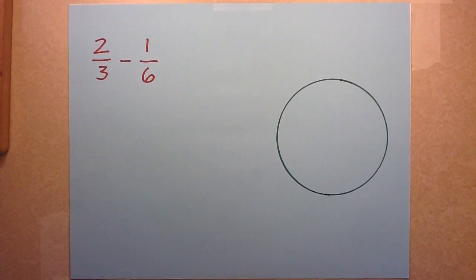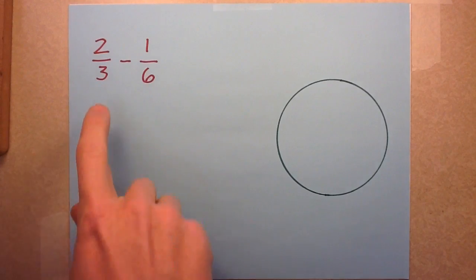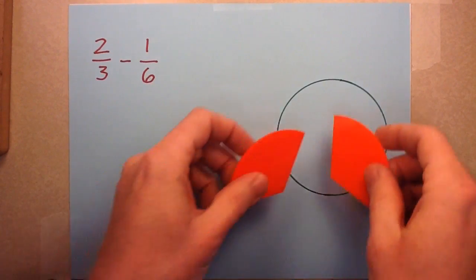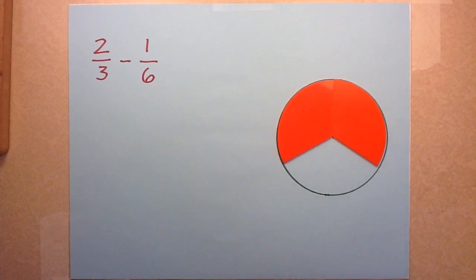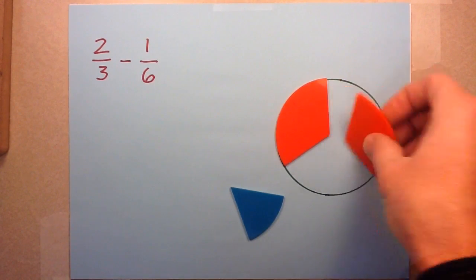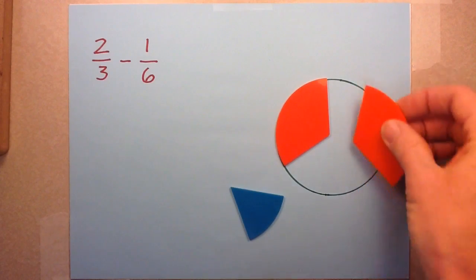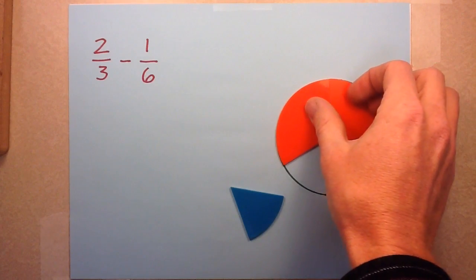Okay, let's take a look at one example of a subtraction problem with different denominators. So my problem is 2/3 minus 1/6, and I'm going to model that out by starting with 2/3 over here, and this is the amount that I want to take off of that. But the problem is these pieces are too big. I can either take this much off or take nothing off.